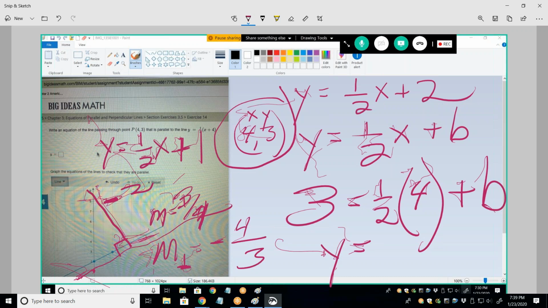Okay. So in this first case, our slope was 1/2. So the negative reciprocal of 1/2 is minus 2.